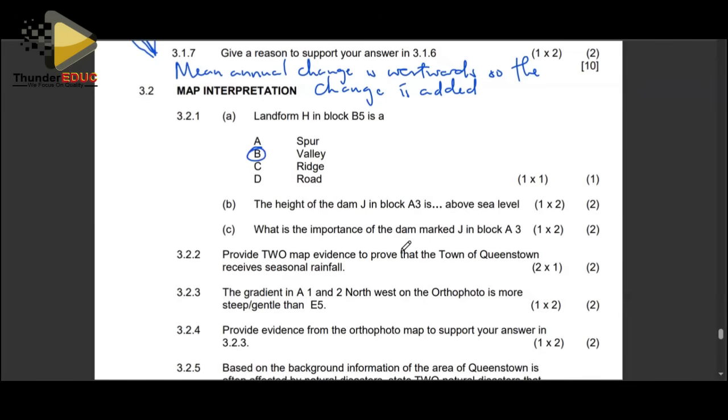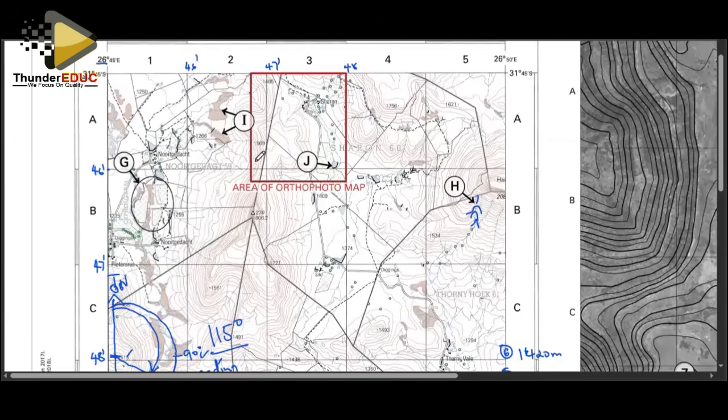The height of the dam J in block A3, let's just look at it. Block A3, the dam J, this one here. What is the height of this dam? It means we have to find a clue on this contour line here. What is the value of this contour line which is passing by the dam wall? Right, if you trace that contour line properly, you tend to find that it's written 1,400 here.